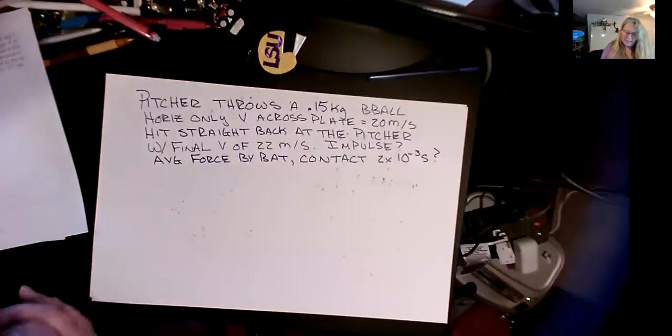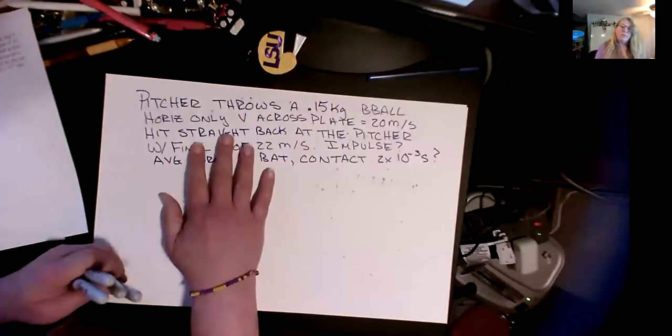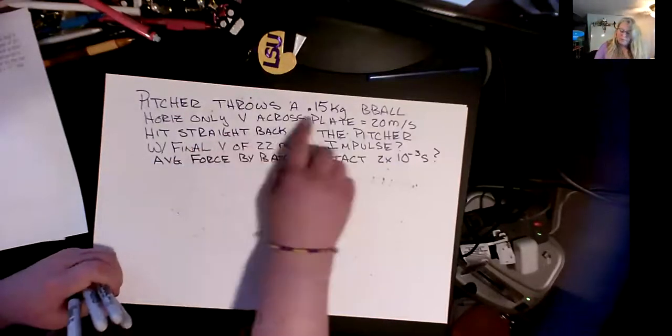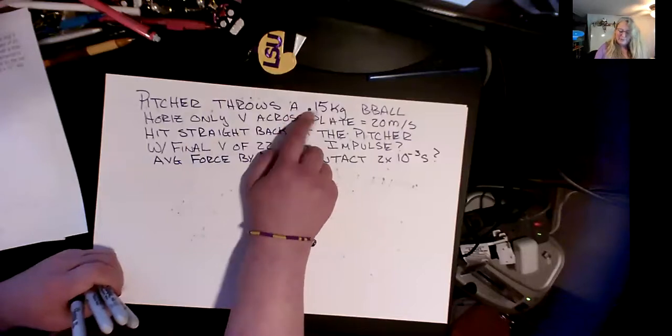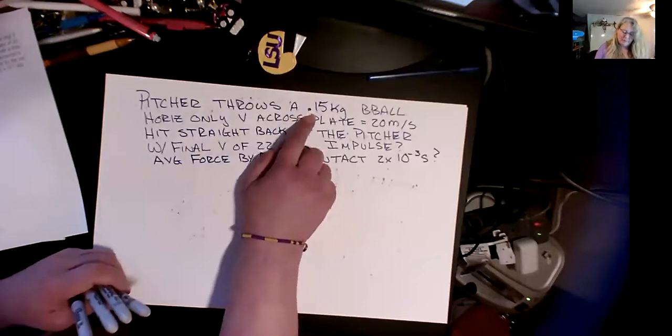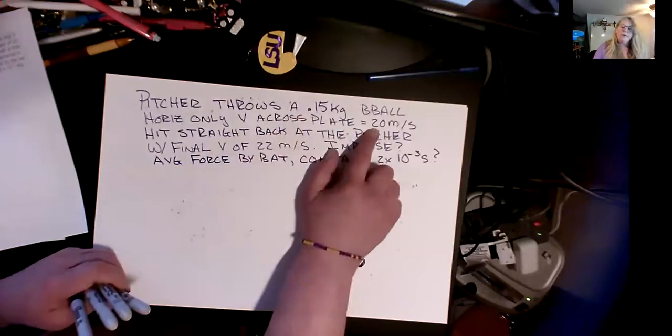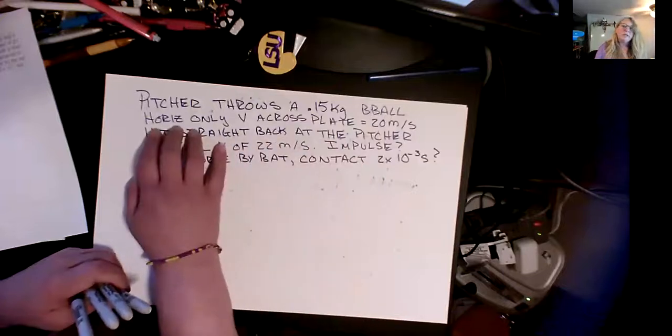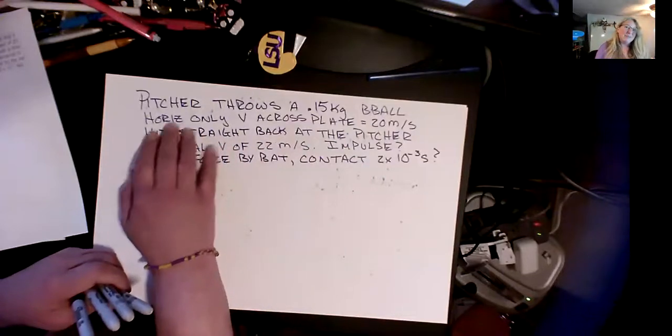Let's look at an example then. This is a pitcher throwing a ball. The pitcher is going to throw this 0.15 kilogram ball, and it's going to cross home plate. Now, notice the words: it's completely horizontal. That's to save you from components. So keep that in mind.